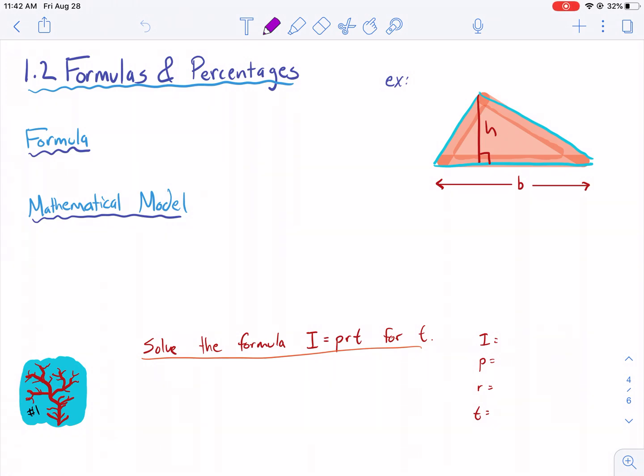Today we're taking on section 1.2, formulas and percentages. Let's go ahead and jump right into it.